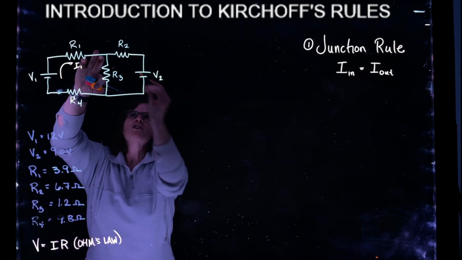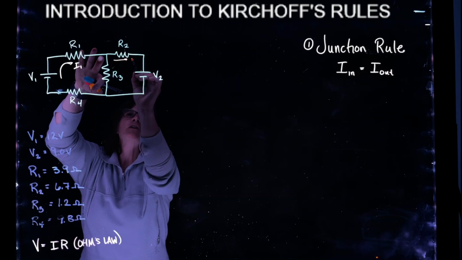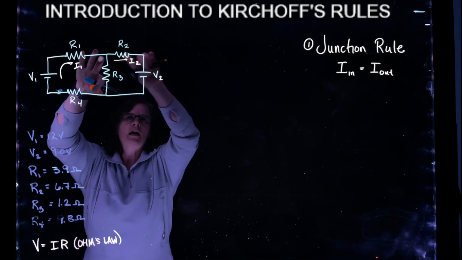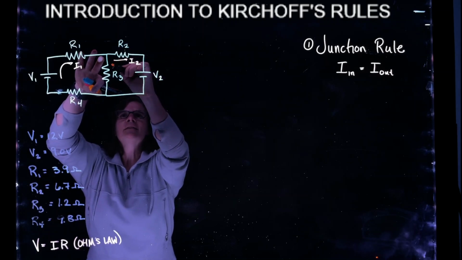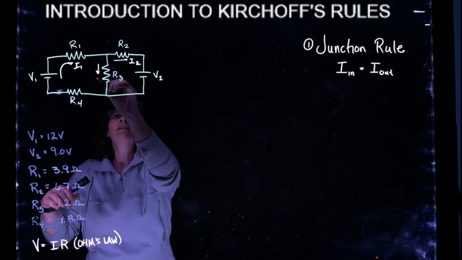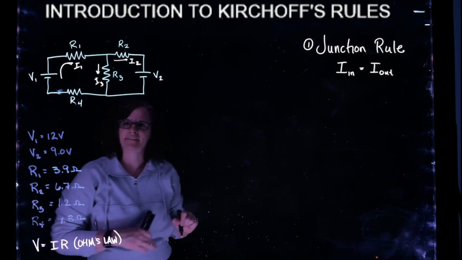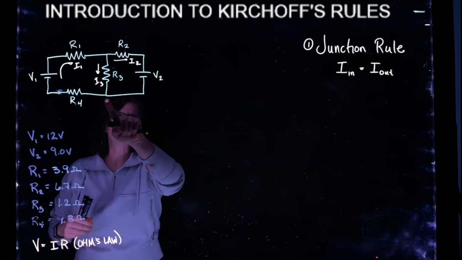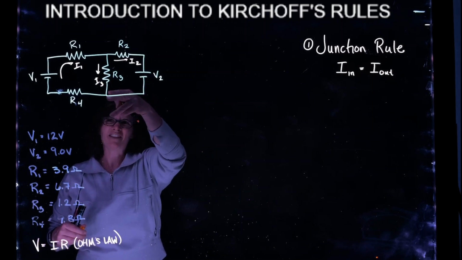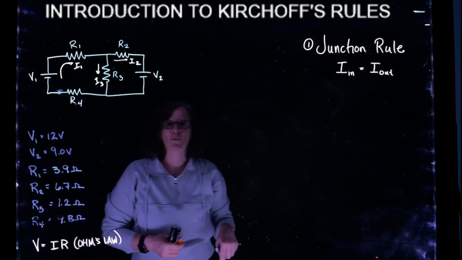I get to a junction and it splits. I'll say that current 2 goes along this branch, and I'll say current 3 goes along this branch. All right. Once I hit this junction, 2 and 3 come back together and they lead back into current 1.